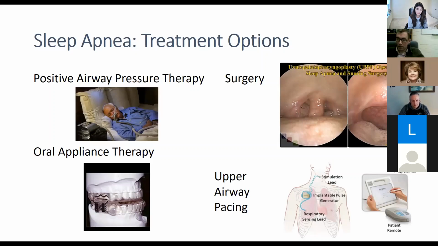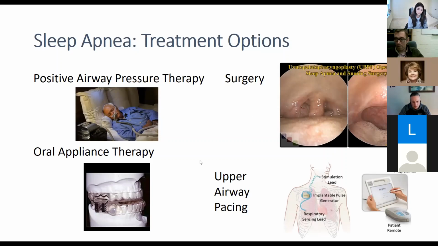Some of the other things we can do are surgery such as UPPP, which stiffens the palate. Sometimes you have very obvious obstructions like that picture of the tonsils I showed. You take those tonsils out, sleep apnea will resolve. Oral appliance therapy can be very effective, and there's good data, particularly in mild to moderate obstructive sleep apnea.